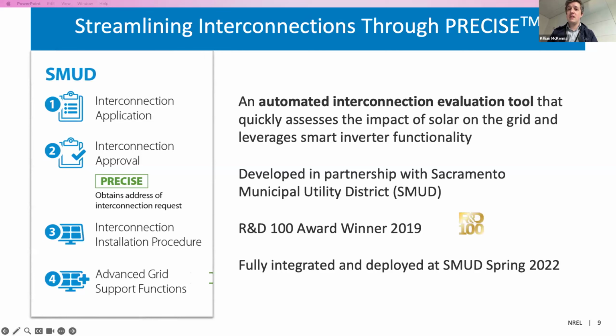And what PRECISE does is it takes an interconnection application. It provides high visibility on the network impacts of that interconnection, makes accept and modify decisions, and enables customers to get much faster response times. So interconnections that could have taken days or weeks to get to, we've got the capability to turn them around in minutes, but turn them around with much greater visibility for the planning engineers than they would have had before.